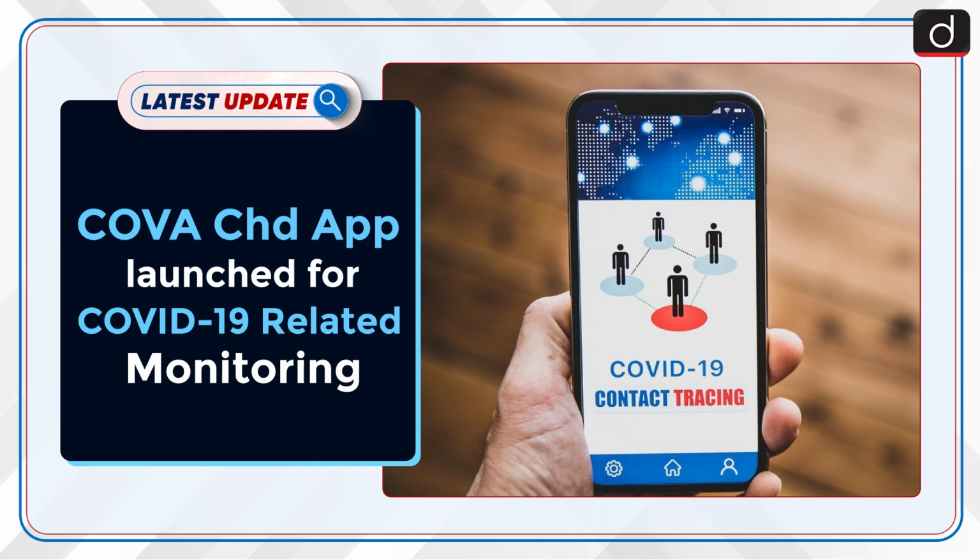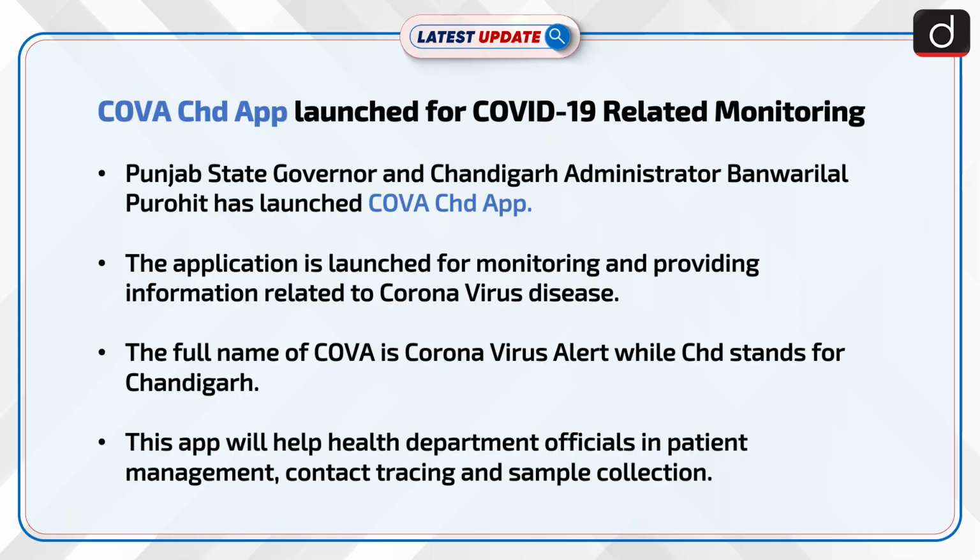In this series, the topic of discussion is the COVA Chd app launched for COVID-19 related monitoring. Punjab State Governor and Chandigarh Administrator Banwarilal Purohit has launched the COVA Chd app. The application is launched for monitoring and providing information related to coronavirus disease. The full name of COVA is Coronavirus Alert, while CHD stands for Chandigarh.